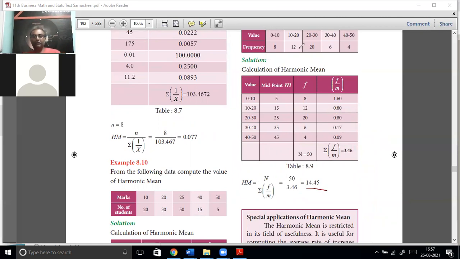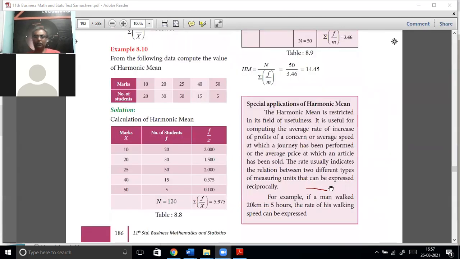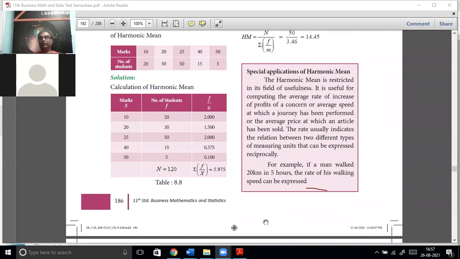Now, where is harmonic mean used? We found out that geometric mean is used when ratios and percentages are given, and when there is a rate of change over a period of time, like in a census, in 1 year, 2006, 2007, 2008. In order to find those kinds of averages, we use geometric mean, where rates and percentages are found.